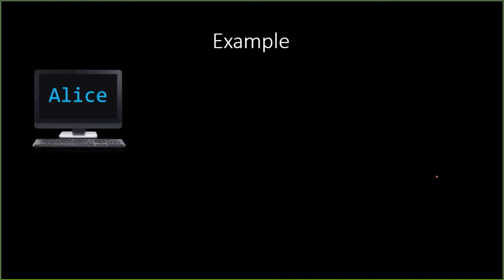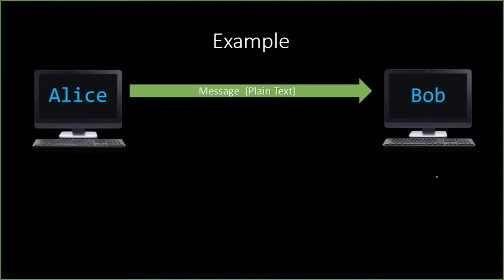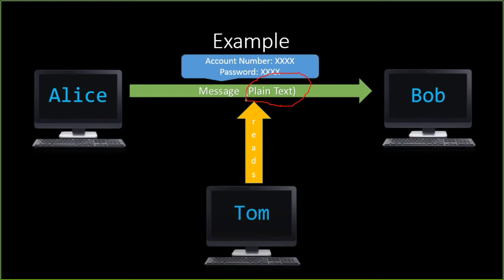Maybe in that case there is one user, Alice, and another user, Bob. Alice sends a text message to Bob, which is plain text. It means in this text Alice has not used any encryption, and a third user, Tom, comes who intercepts this message and reads it. So there is no privacy in this message, and it is easily hacked. Maybe there is some account number, banking details, or password, and they steal it and the amount is gone.